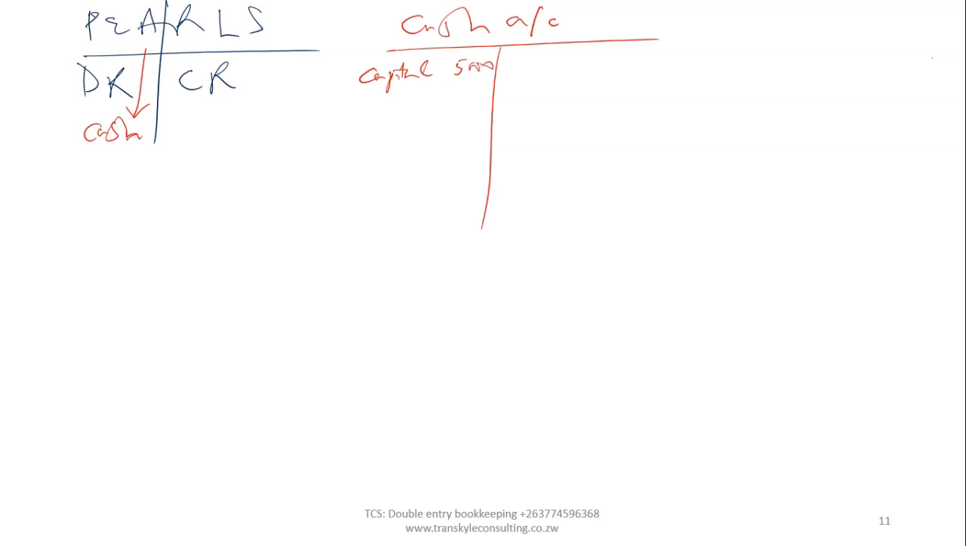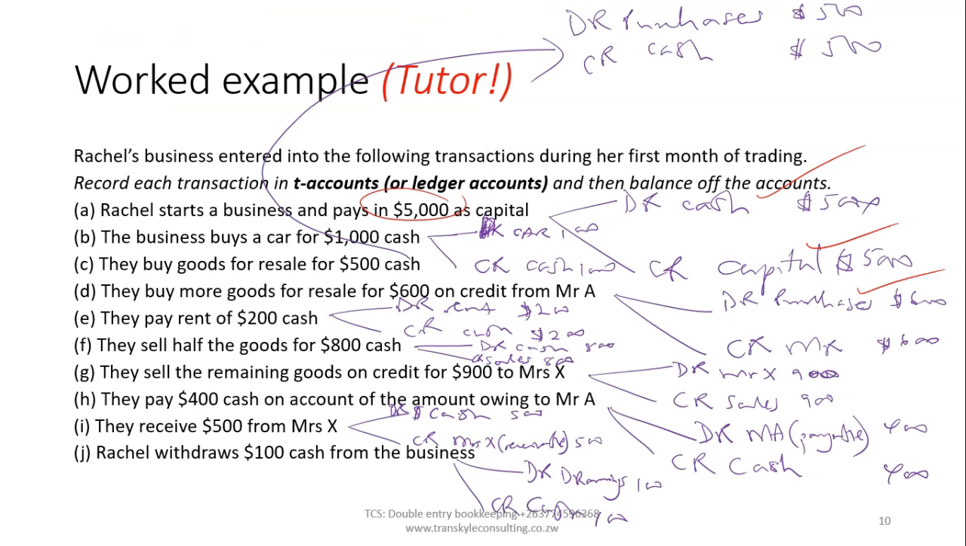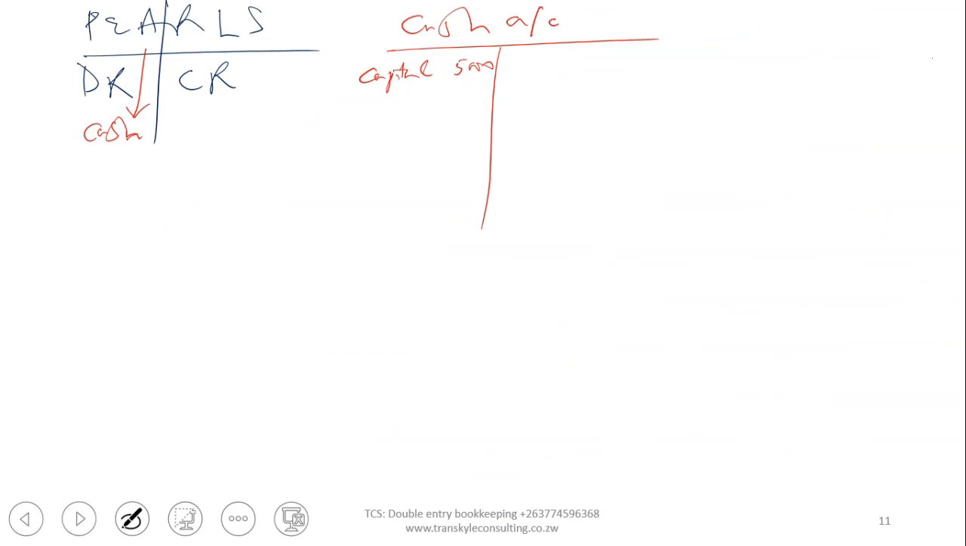Okay, then we go back to the question, anything that happened for cash. The business buys a car, $1,000 cash, so the cash account was affected. Okay, so the cash account was affected by how much? $1,000 for the purchase of a car, so 1,000.